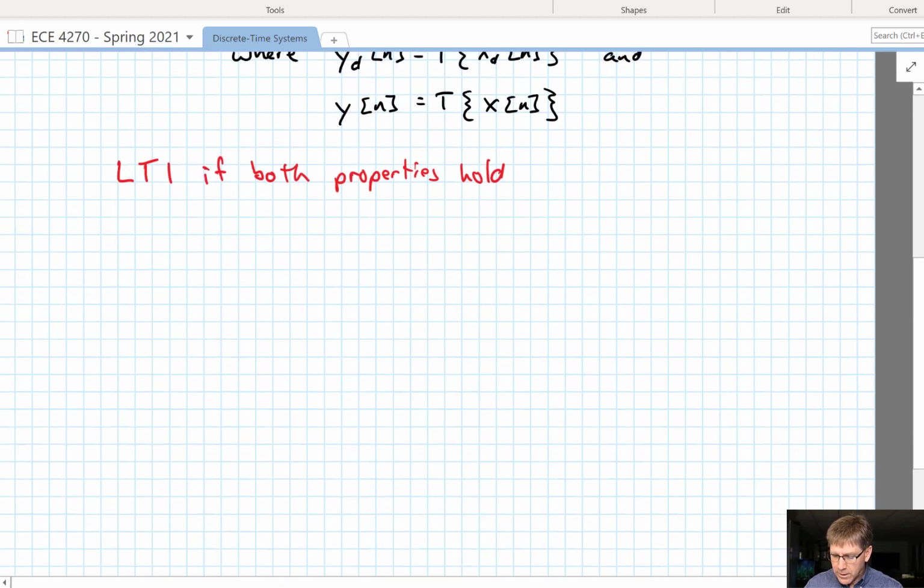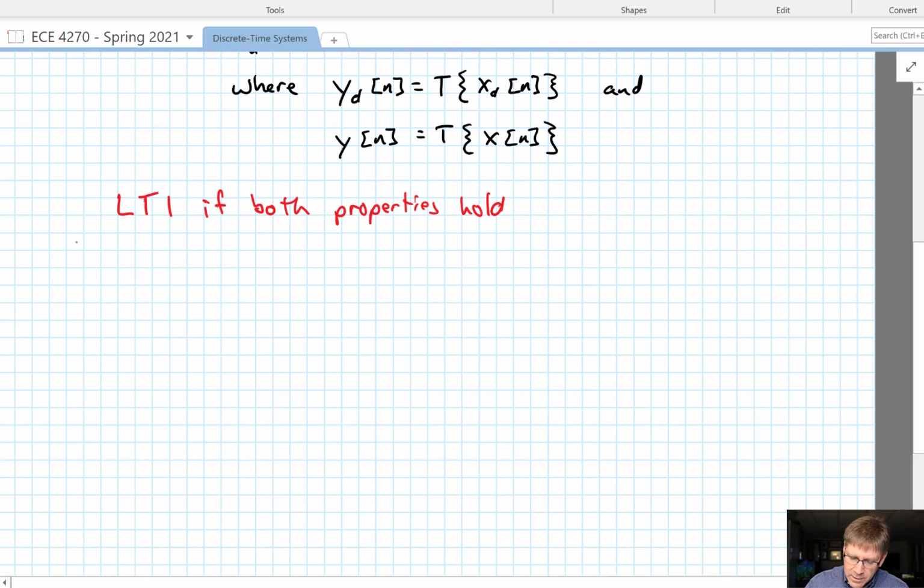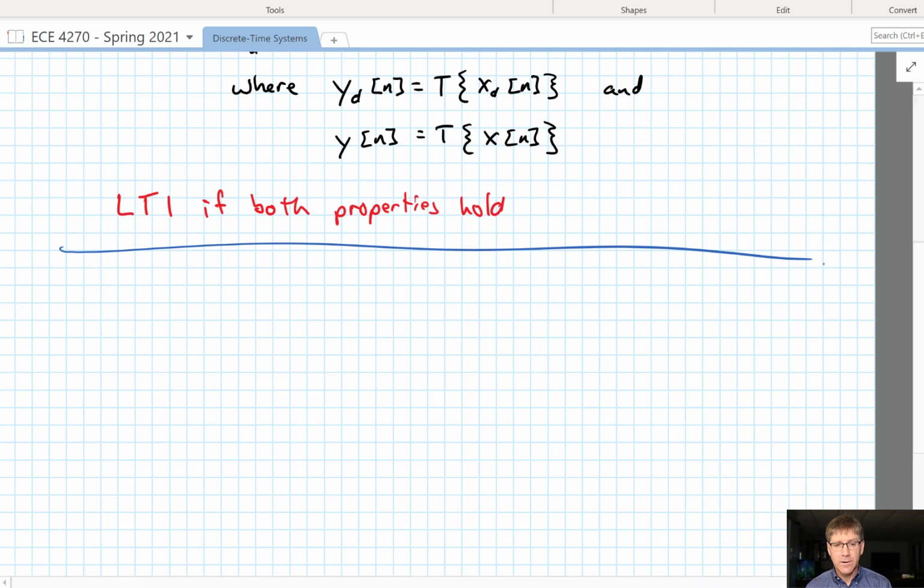Okay, there are other properties of LTI systems that are kind of special cases. So far we have just two properties that have to hold to give us an LTI system. But an LTI system could also have these other properties. And the first one is causality.